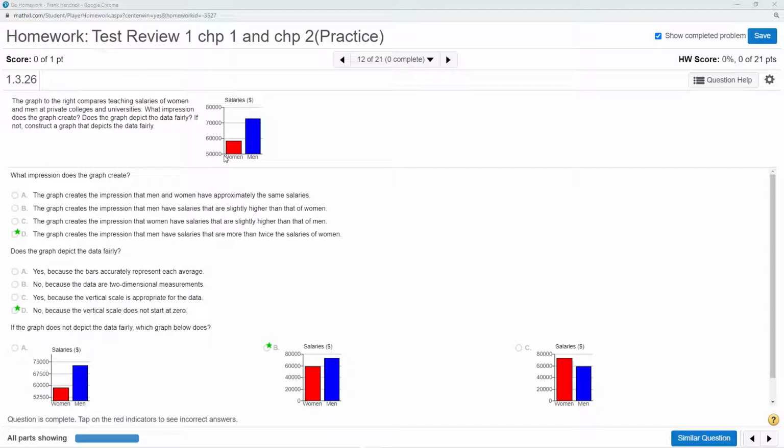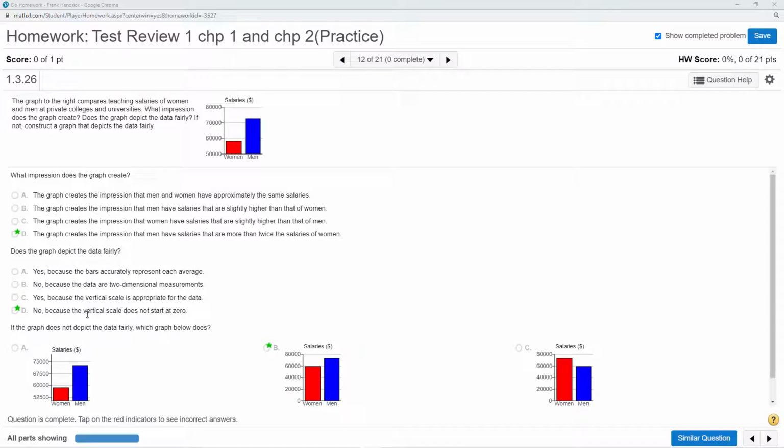You notice that in this graph here, it doesn't start at 0. So we can't really be sure how much more men earn than women. Okay, because the scale doesn't start at 0. So does it depict the data fairly? No, it doesn't, because the graph doesn't start at 0. So if this graph doesn't depict the data fairly, which graph does?